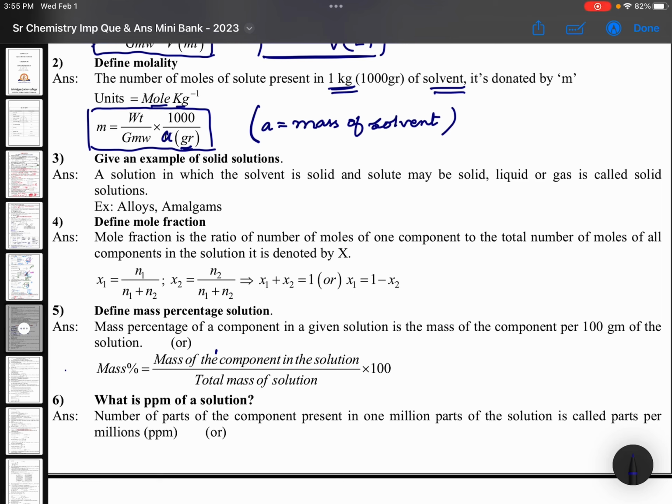A solution in which the solvent is solid and the solute may be solid, liquid or gas is called a solid solution. Alloys and amalgams are the best examples. Define mole fraction. Mole fraction is the ratio of the number of moles of one component to the total number of moles of all components, and the sum of the mole fractions is always equal to 1. X1 plus X2 is always equal to 1.